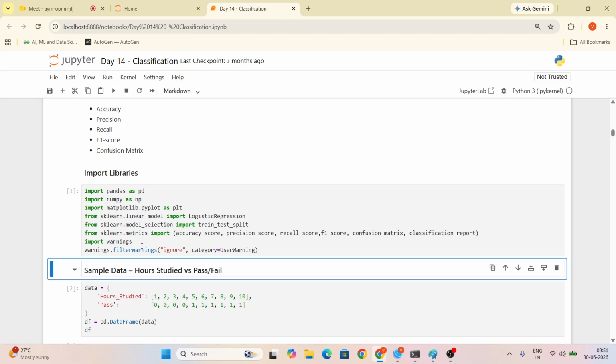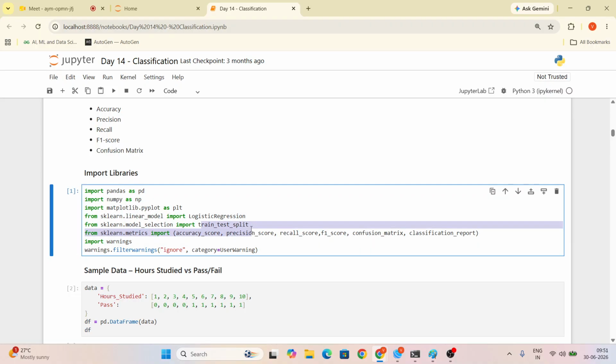Visualization, yes, data visualization. And another one: from linear model they are importing logistic regression, and from model selection they are importing train test split. In metrics they are importing accuracy score, precision, recall, f1 score, confusion matrix, and classification report also. And finally we import warnings, for which purpose we want to filter the warning signs, right? So then only we are using filter warnings.